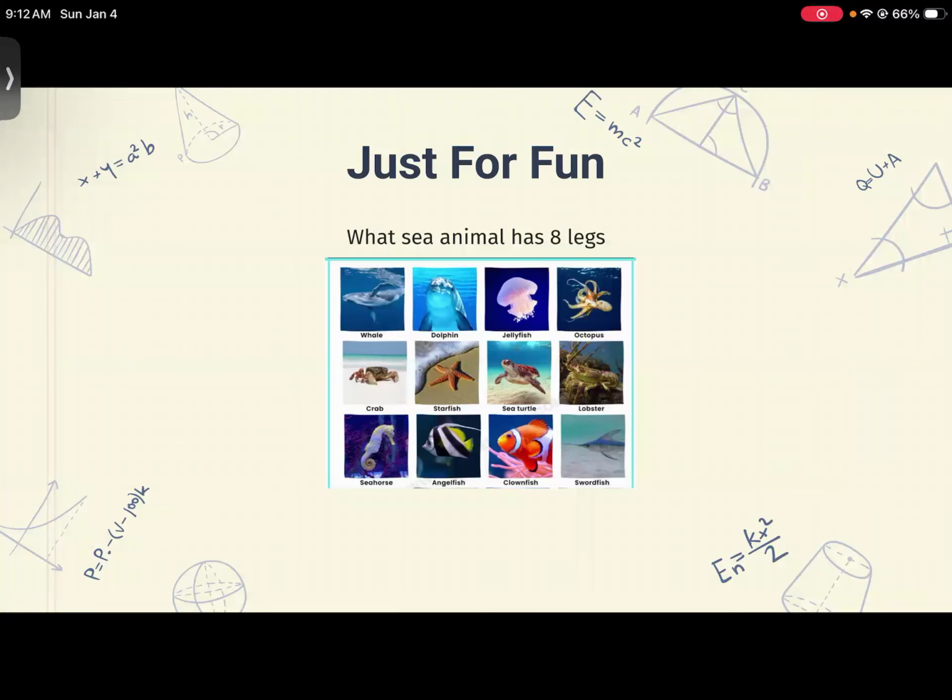So this is the just for fun question. Does anybody know what animal has 8 legs?